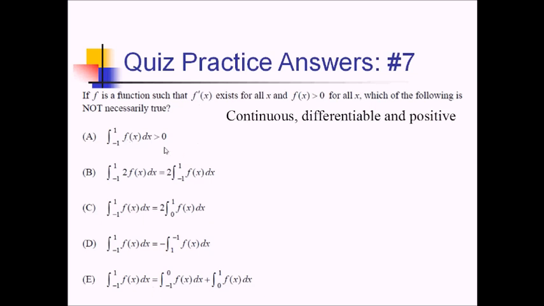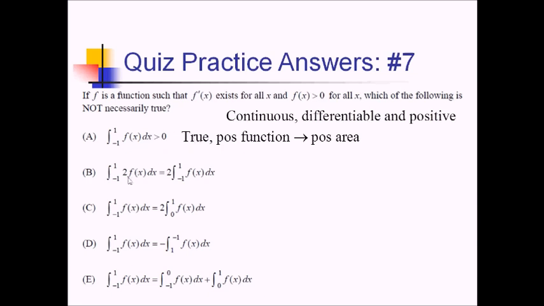So first one, they're saying the integral from -1 to 1 of the function is greater than 0. Well, this has to be true. If your function is always positive and it doesn't jump around anywhere, then you're always going to have positive area. Positive function means positive area. So this one we're going to eliminate because it is always true.